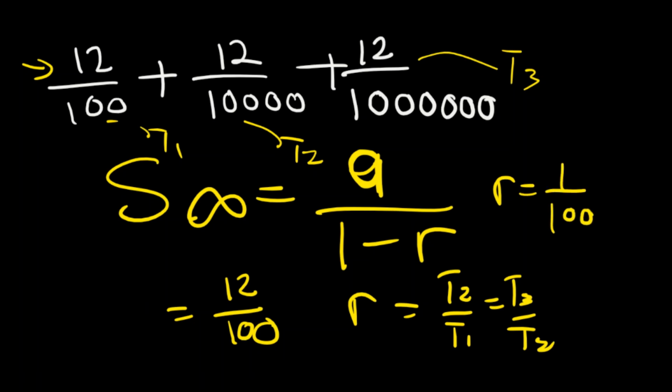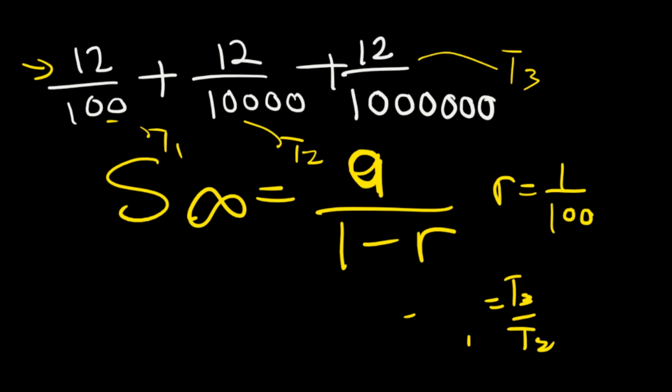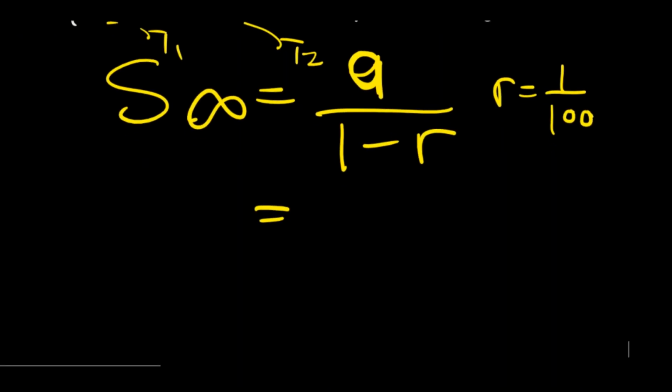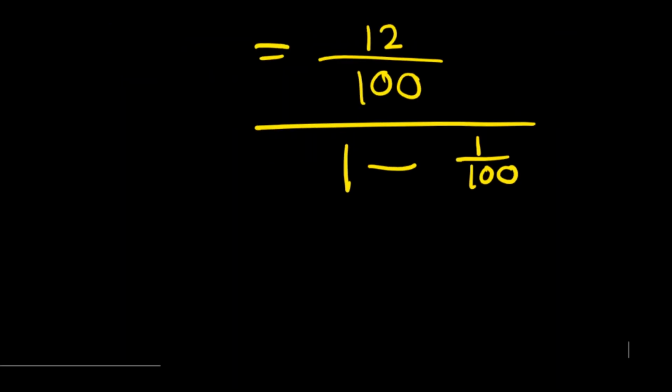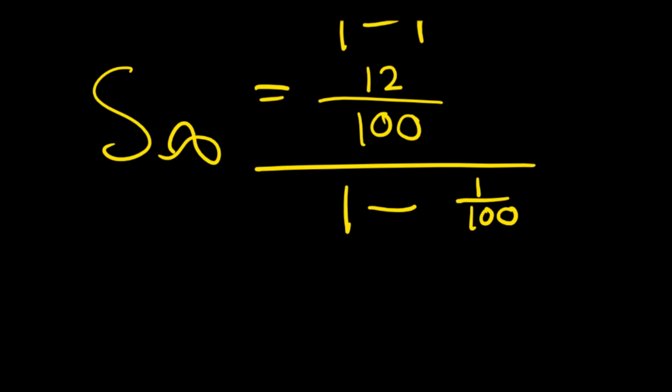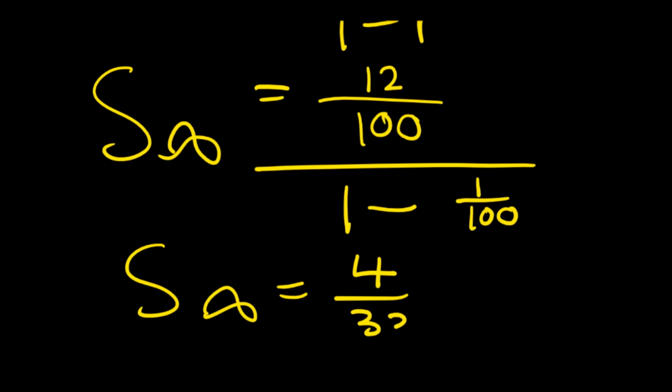So once you found your a value from the series and your r by dividing as I guided, then you will just plug that into your formula. So in a, you're just going to substitute 12 over 100, and divide by 1 minus our r, 1 over 100, and then punch that in your calculator, your sum to infinity, and you should get your answer being equal to 4 over 33.